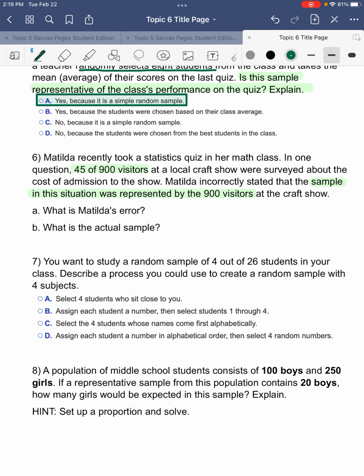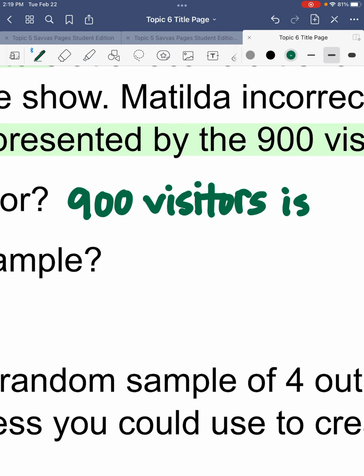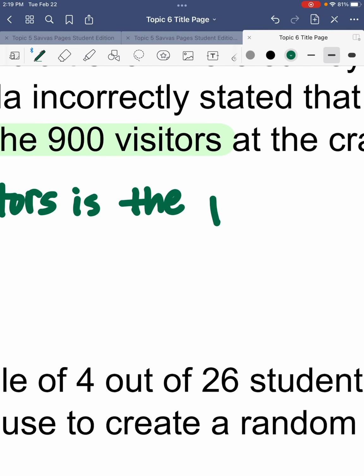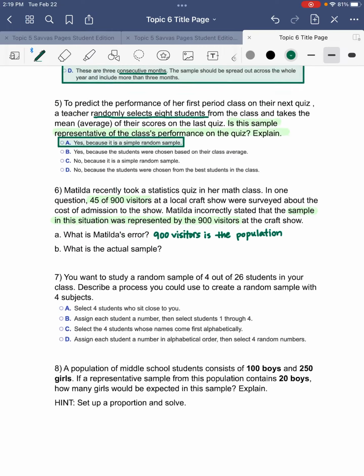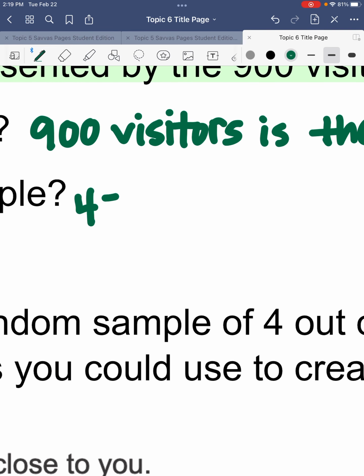Well, 900 visitors is the population. So 900 visitors is the population, not the sample. So what is the actual sample? The 45 visitors that were surveyed.